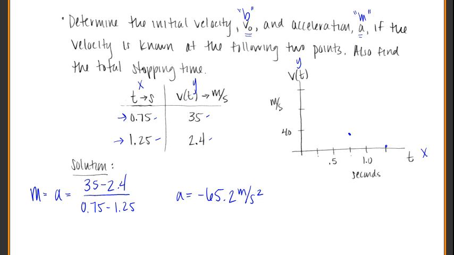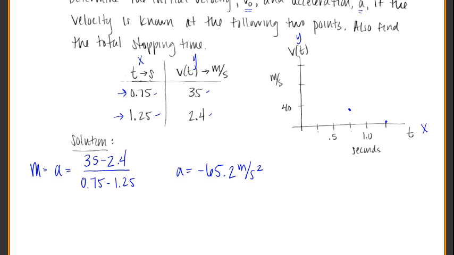We wanted to find acceleration, and now we want to find the initial velocity. Well, if we take our equation thus far, it should be v of t is equal to our initial velocity, which we still need to find, plus our acceleration, which is negative 65.2, times t. So far we found half of our answer. We found the a, we just need to find v naught.